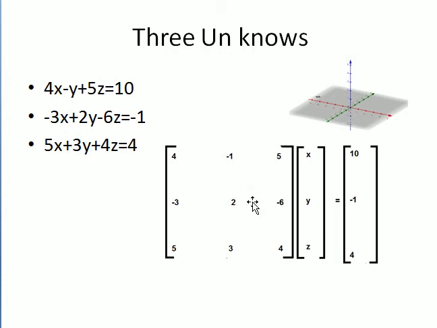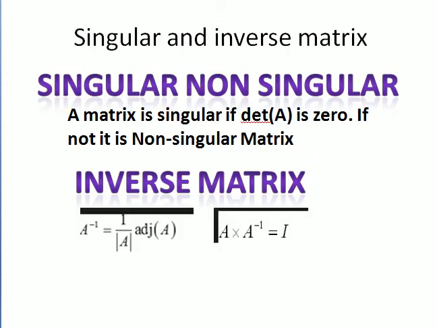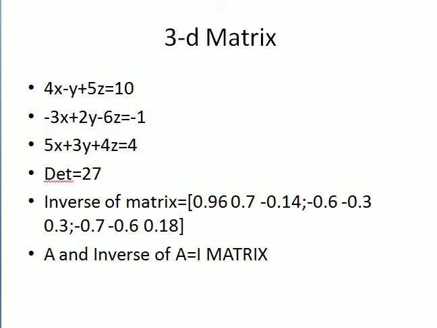So this I have written in the Ax is equal to b form. Now let us see what the determinant of this matrix capital A is. This determinant gives you 27.